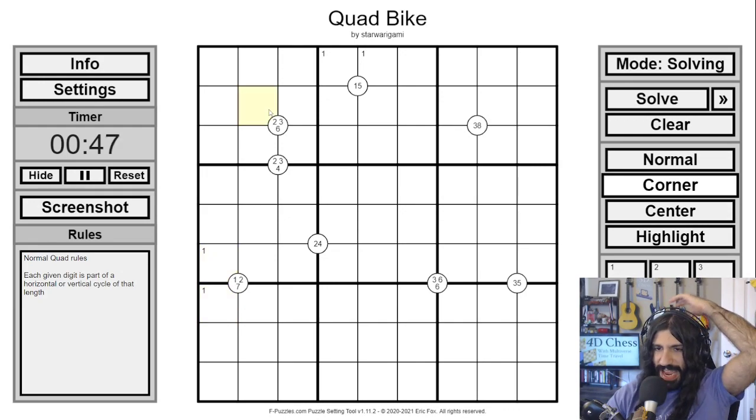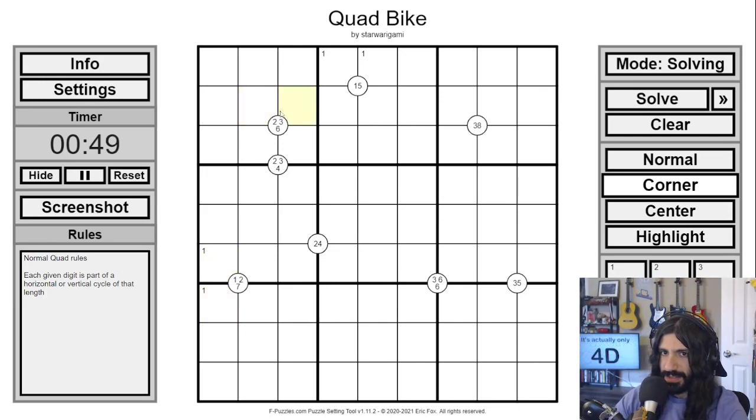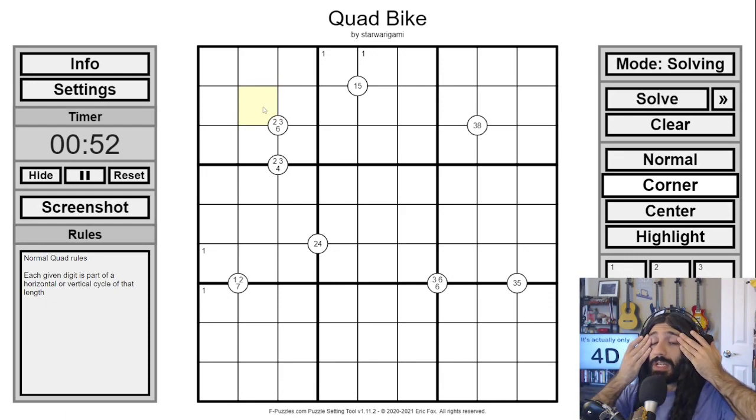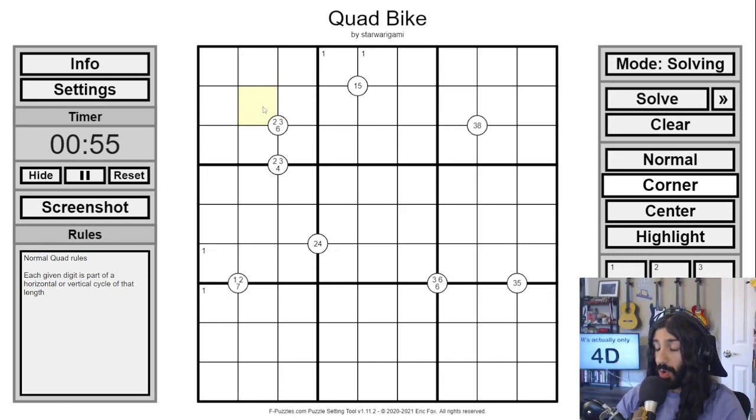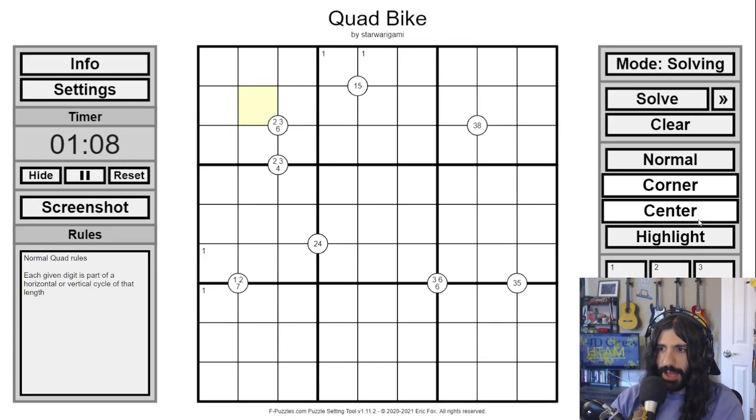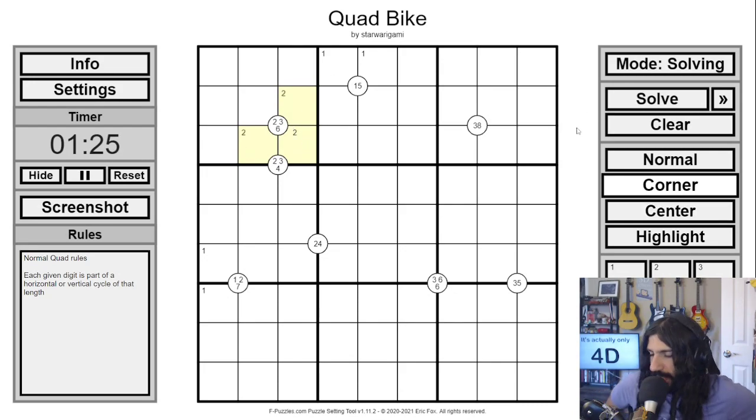We know that this can't be a 2, because if it was a 2, then it would be part of a 1 cycle, not a 2 cycle, because 2 points to itself. So there's that. I don't know how or whether it's useful to indicate that a 2 can't be here. So I guess that means that one of these has to be a 2, right? One of these has to be a 2. That's basically what we've indicated there.